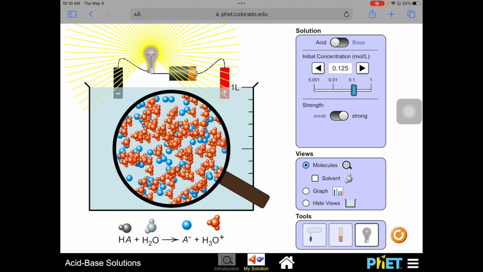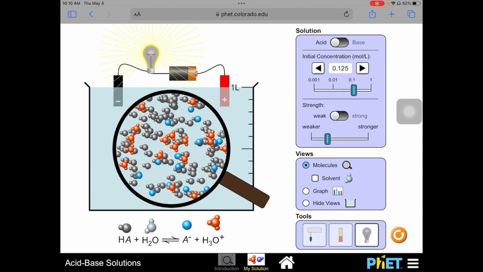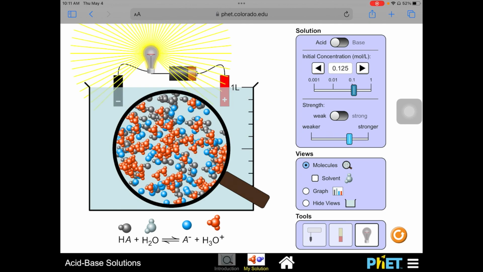And here's an example of electrolytes. There's a strong acid, definitely a strong electrolyte, whereas a weak acid is a weak electrolyte. The more dissociation that happens, the stronger electrolyte it becomes.